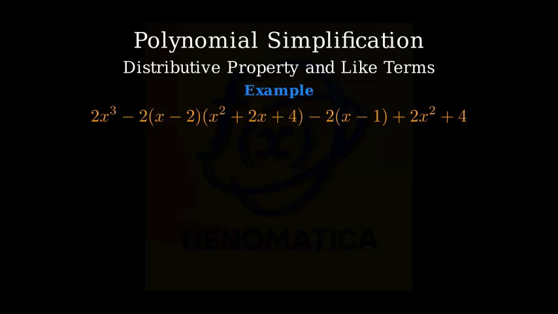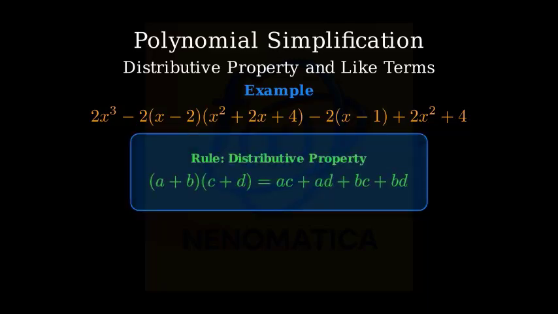First, let's focus on this middle term. We'll apply the distributive property to multiply the expression x minus 2 by x squared plus 2x plus 4. We'll expand by multiplying each term in the first bracket by each term in the second bracket.